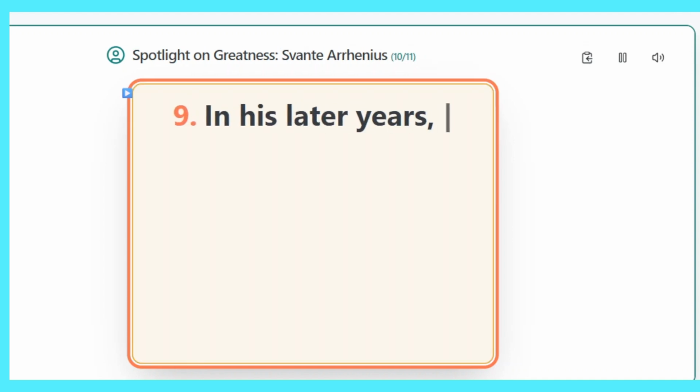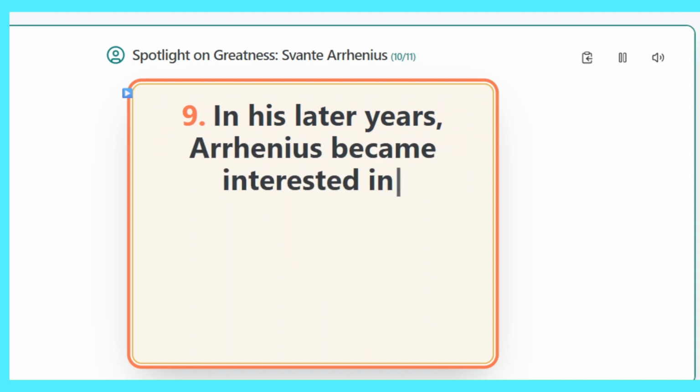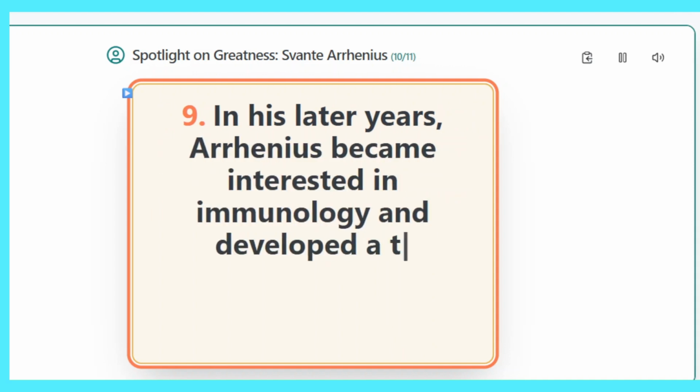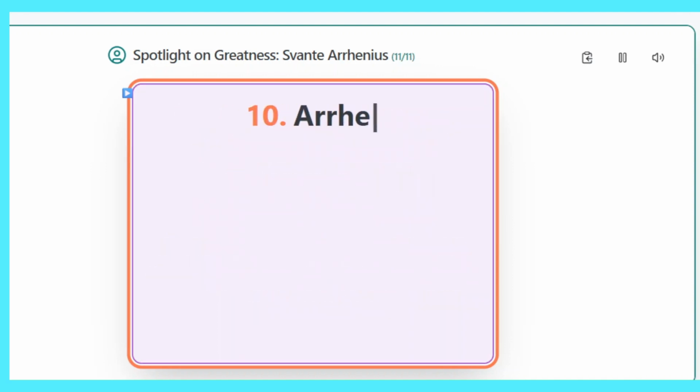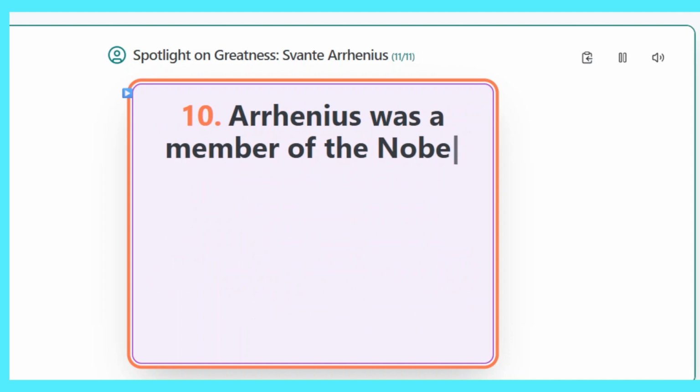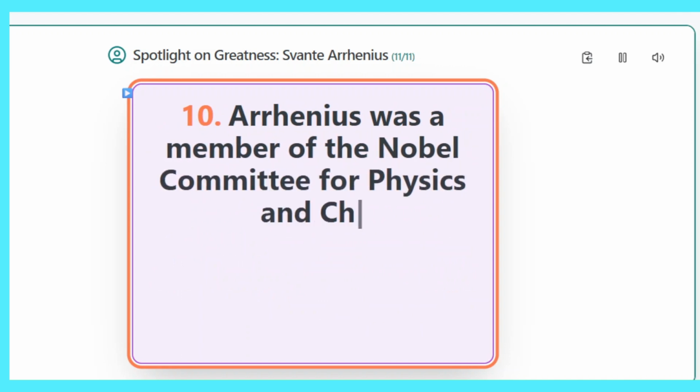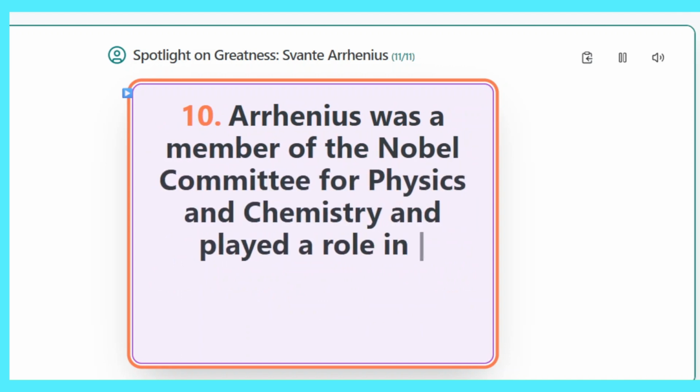In his later years, Arrhenius became interested in immunology and developed a theory on the nature of toxins and antitoxins. Arrhenius was a member of the Nobel Committee for Physics and Chemistry and played a role in the selection of Nobel laureates in these fields.